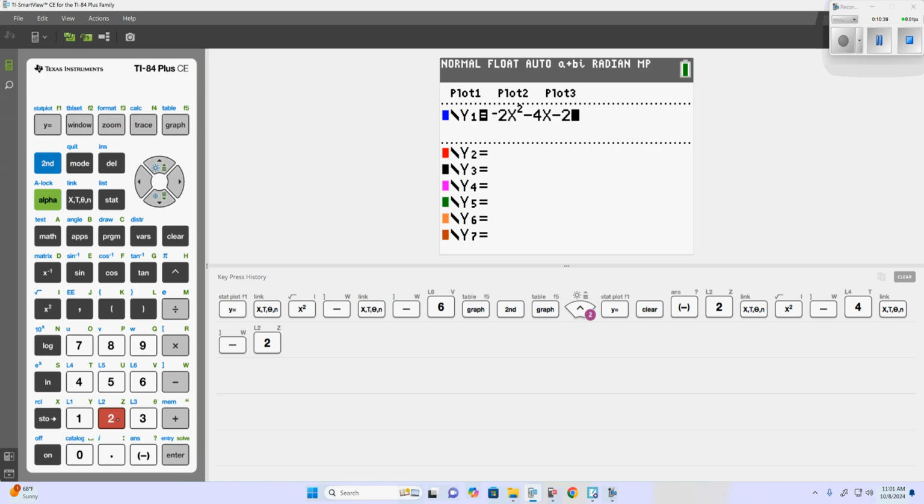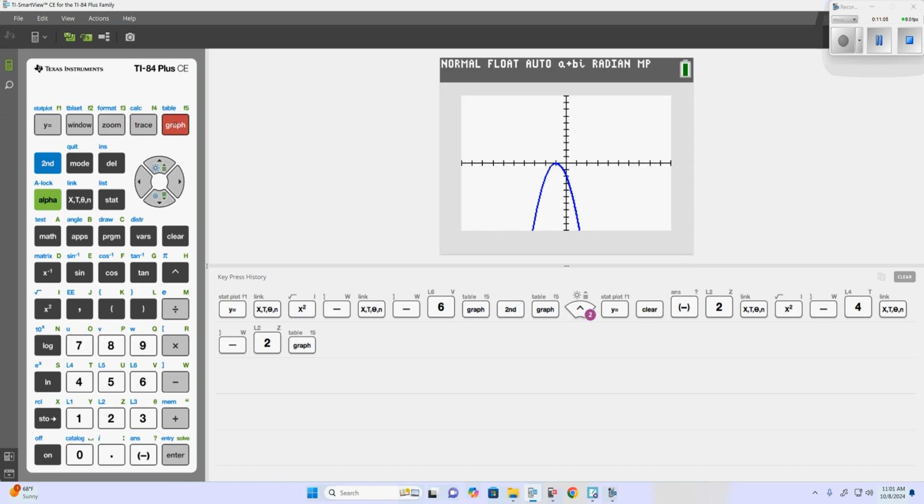Questions on this so far? Is everybody able to get the function typed in? Okay, very good. Yeah, unfortunately, we can't use negatives as minuses and minuses as negatives. Because if we put negative 4x, it's going to think you're multiplying those two together. Once you get it typed in, we're going to hit graph.